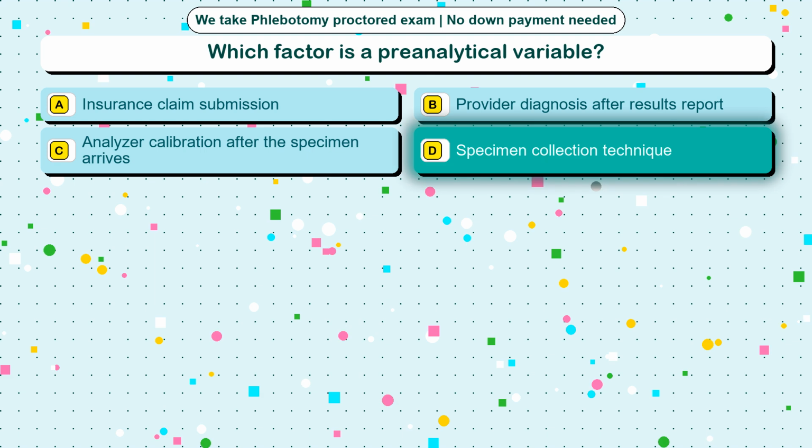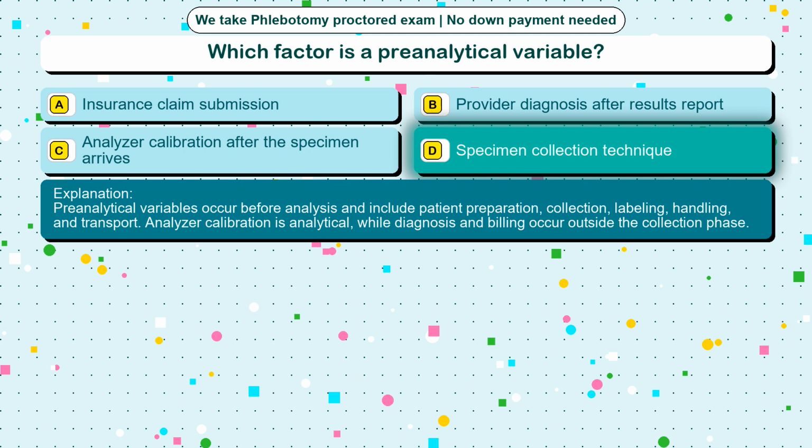The correct answer is option D. Specimen collection technique. Pre-analytical variables occur before analysis and include patient preparation, collection, labeling, handling, and transport. Analyzer calibration is analytical, while diagnosis and billing occur outside the collection phase.